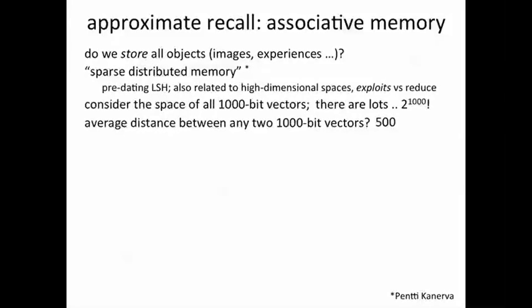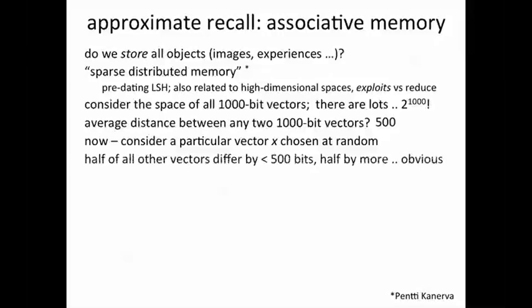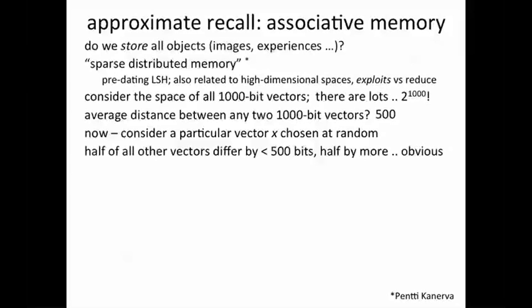Now consider a vector x chosen at random. Could be anyone. We start from this one vector x and ask us a few interesting questions. Clearly, half of all the other vectors are less than 500 bits away from this vector, and half of them are more than 500 bits away from this vector. That is, again, obvious by choice, by tossing a coin. The really interesting thing is when we ask the question, how many of all the other vectors differ from our chosen x by less than 450 bits? Now remember, half of the vectors differed by less than 500 bits. But how many differ by less than 450 bits?